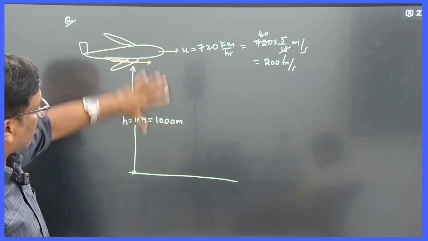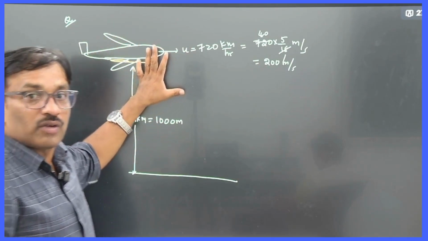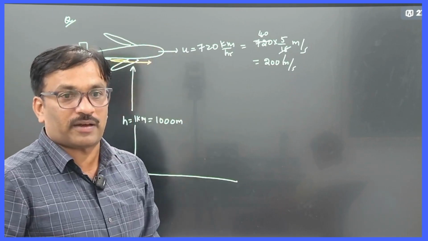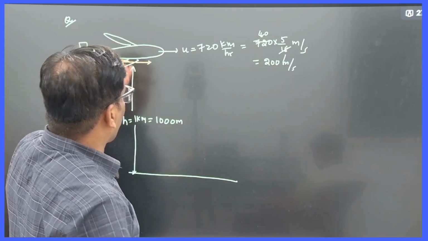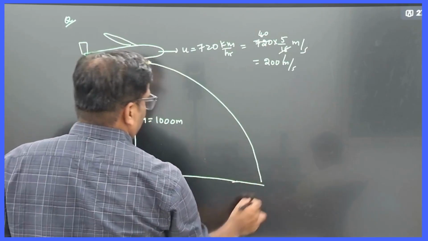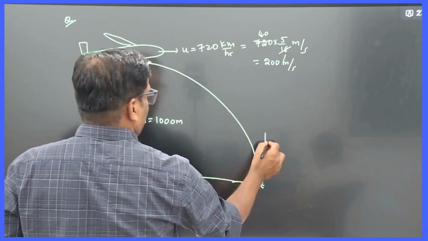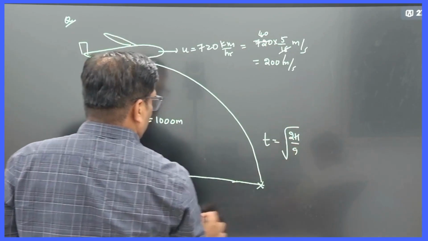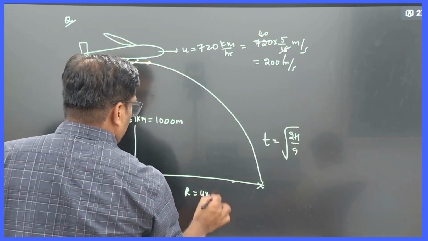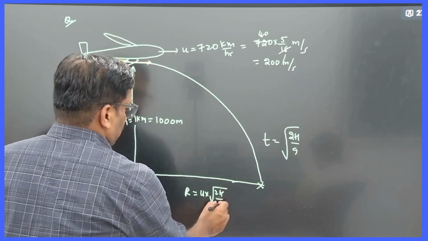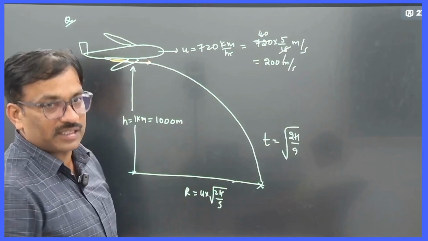So with a height of about 1000 meters and a speed of 200 meters per second, it releases one food packet. So where is it going to hit, where is it going to fall? Again the same thing: time you can calculate as square root of 2h by g. So range is equal to u into square root of 2h by g. So these are the things you can calculate. This is exactly the same as the previous one.